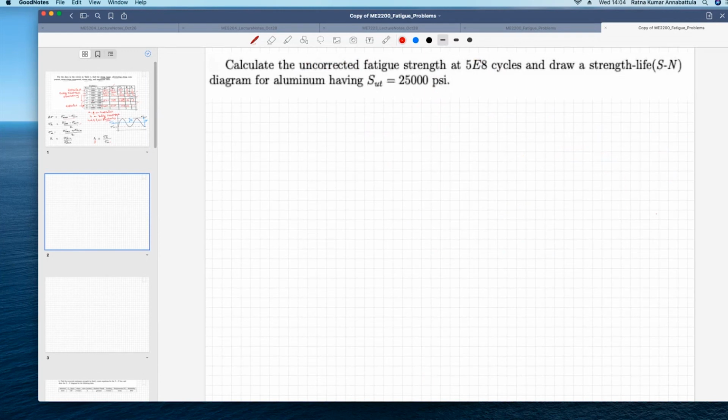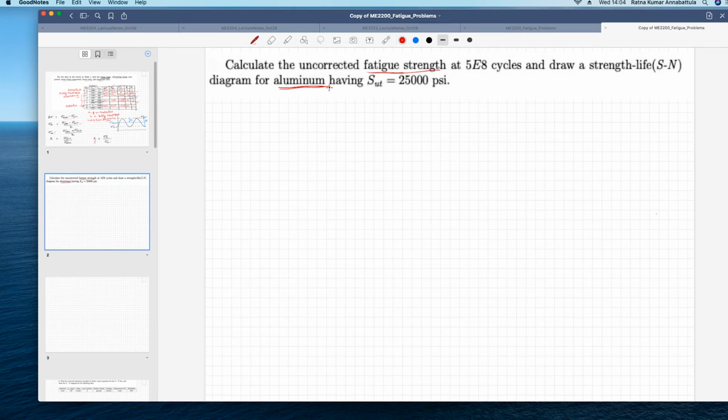We are asked to calculate the uncorrected endurance strength or uncorrected fatigue strength. We are not calling it endurance strength because you see that this material is aluminum. So that is why it is called fatigue strength. So calculate the uncorrected fatigue strength at 5E8 cycles and draw a strength life diagram for aluminum having SUT 2500 pounds per square inch.